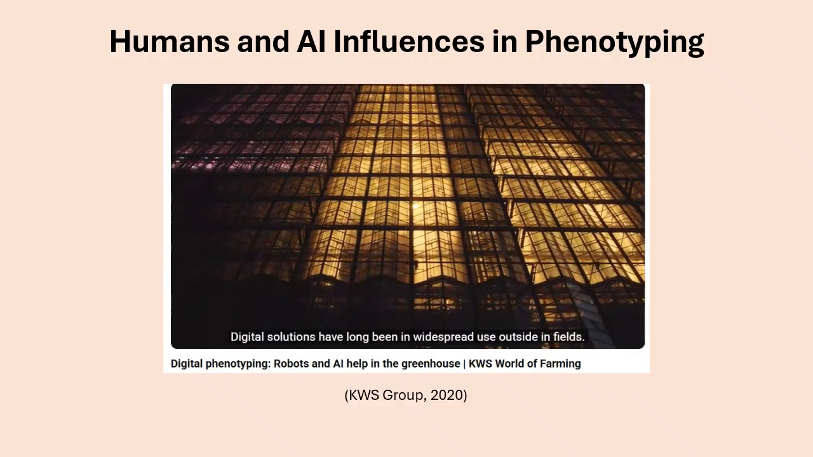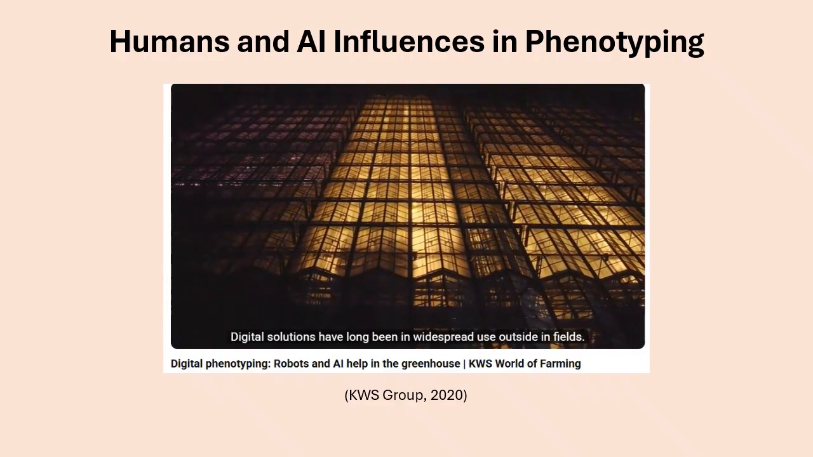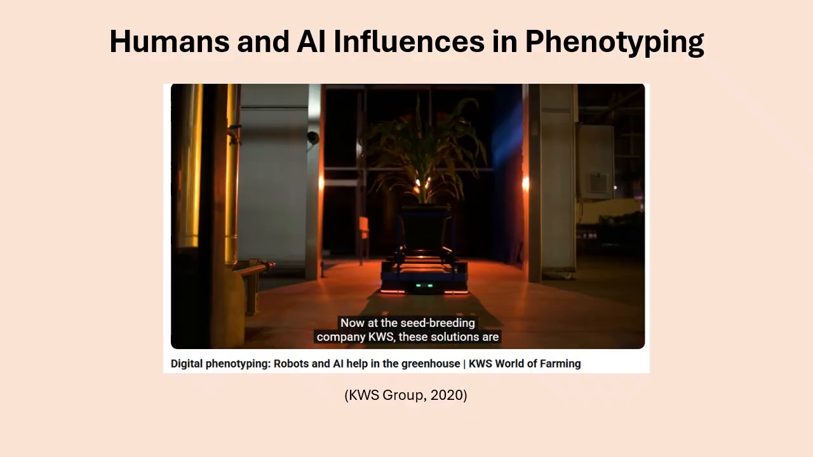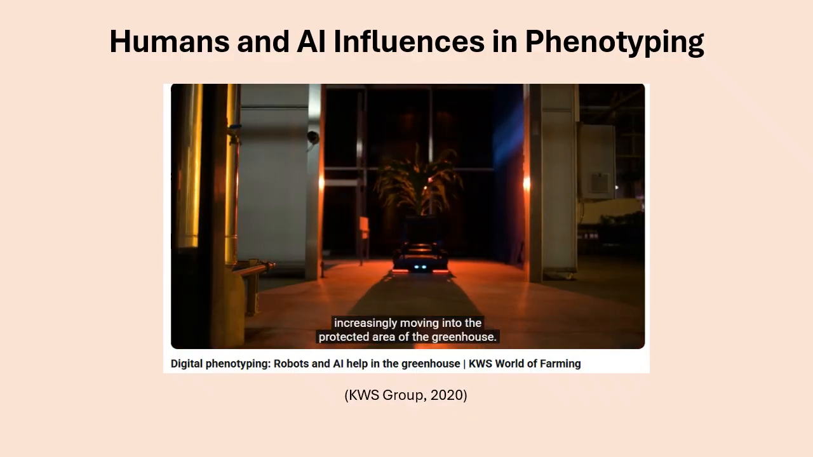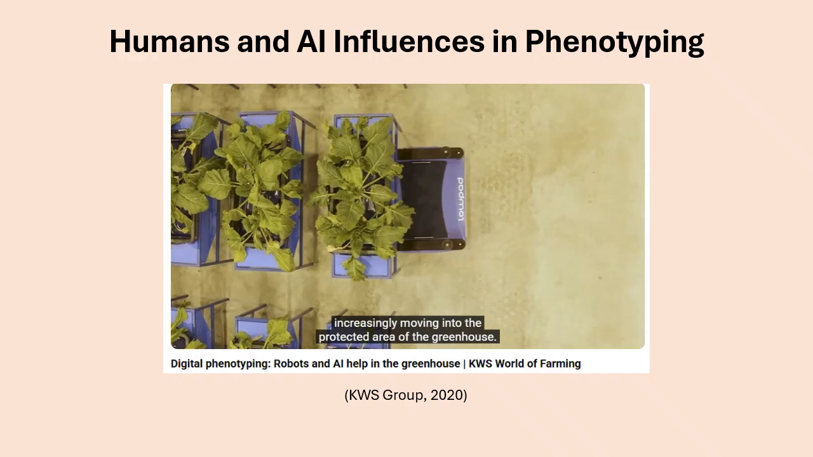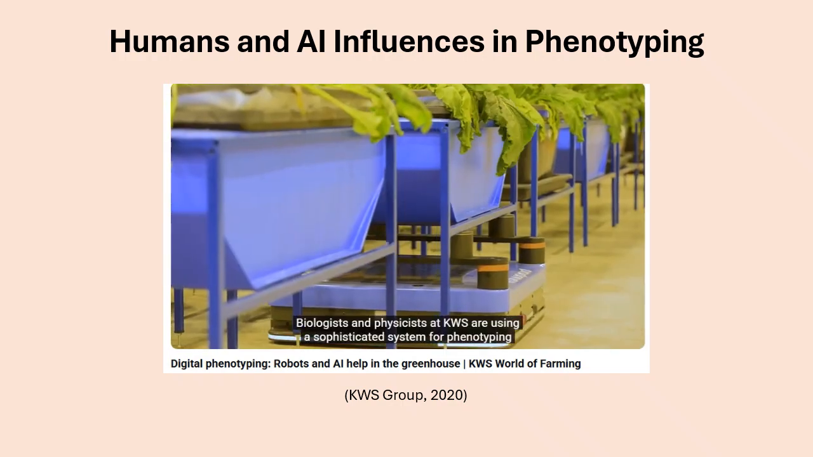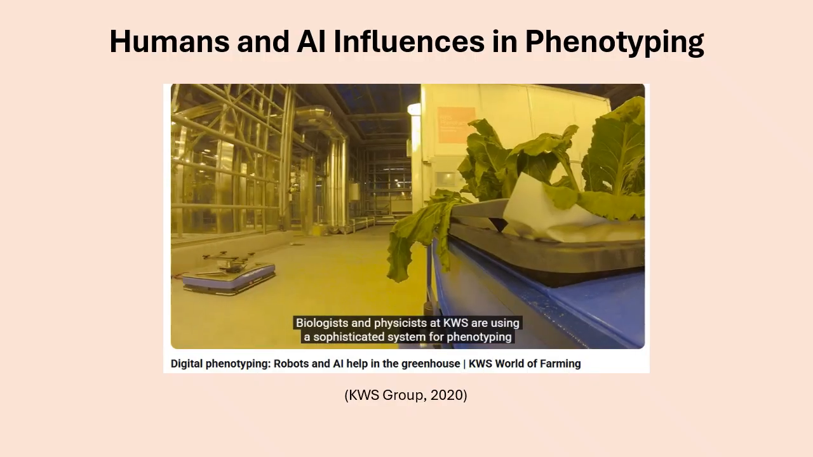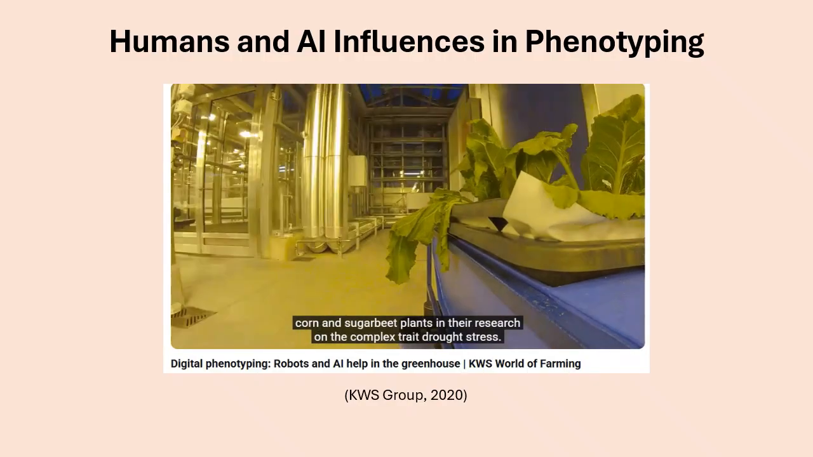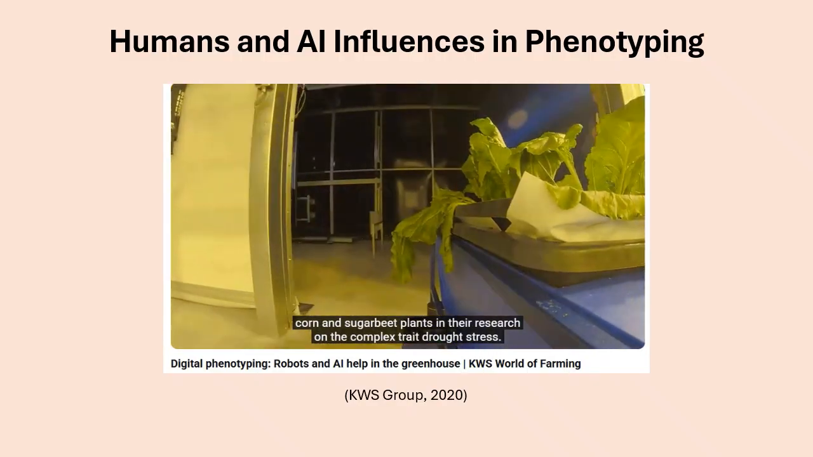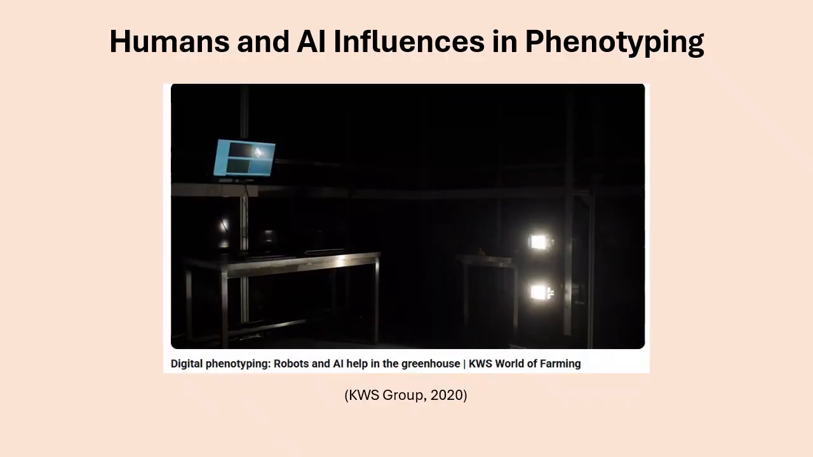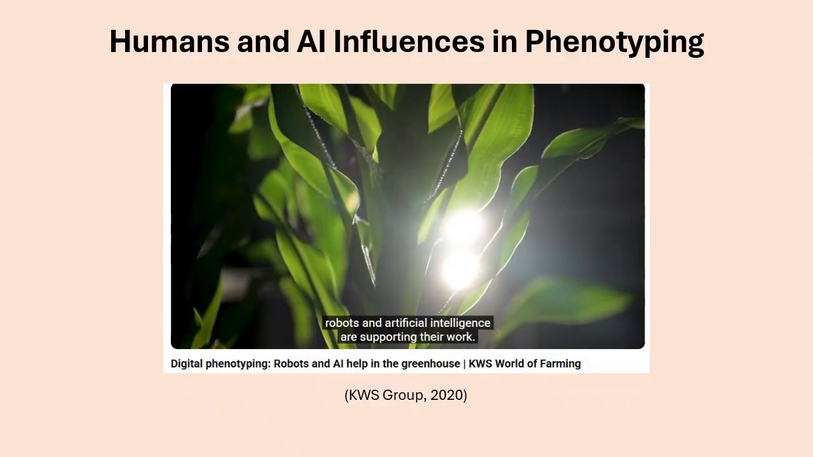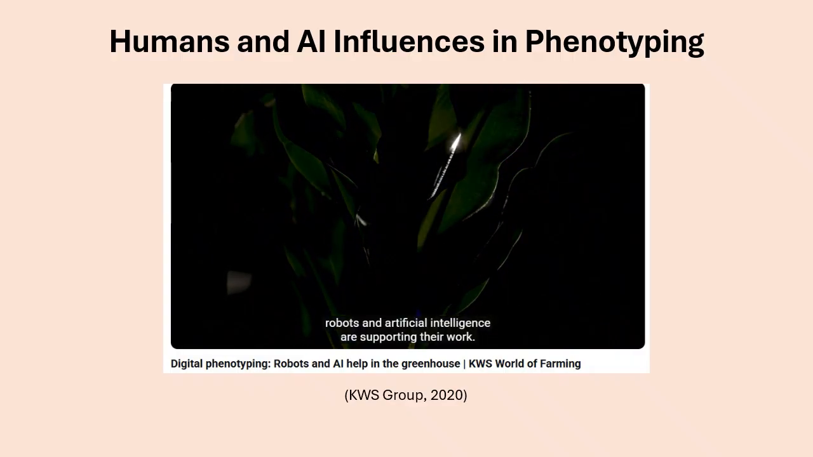Digital solutions have long been in widespread use outside in fields. Now at the seed breeding company KWS, these solutions are increasingly moving into the protected area of the greenhouse. Biologists and physicists at KWS are using a sophisticated system for phenotyping corn and sugar beet plants in their research on the complex trait drought stress. State-of-the-art camera and sensor technology, robots, and artificial intelligence are supporting their work.